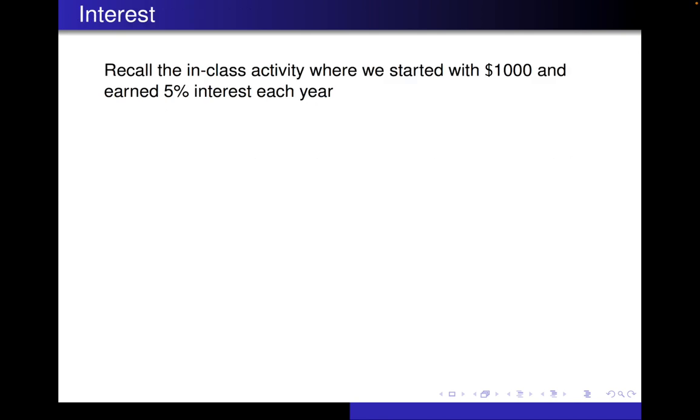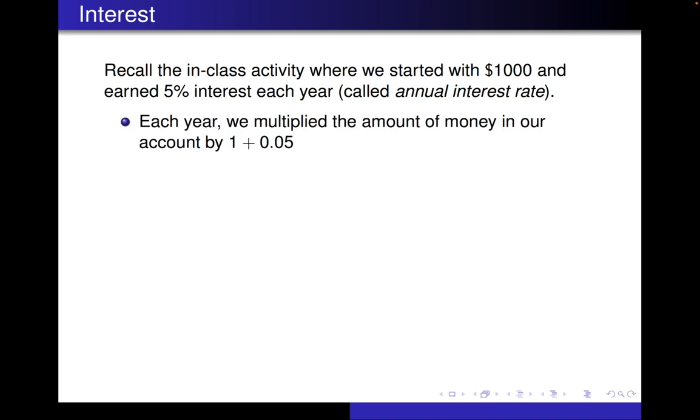So recall the in-class activity where we started with $1,000 and each year we earned 5% interest. That was called our annual interest rate because we earned that 5% once per year. So every year, we multiplied the amount of money in our account by 1 plus 0.05. We had the money that we originally had plus 0.05 times that money. Once we factored out the money, we ended up multiplying it by 1 plus 0.05. And so that gives us 1.05.